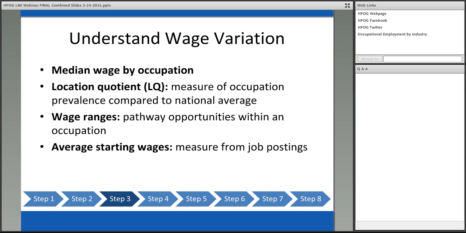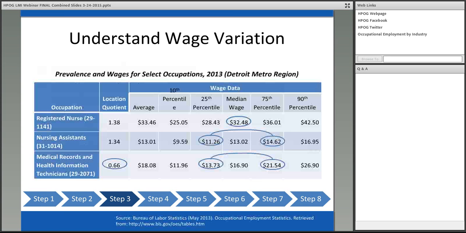Wage ranges are also important because they may be able to show pathway opportunities to grow within an occupation, as you know, the ability of workers to earn more within that occupation over time or by staying within that occupation. And as I mentioned, starting wages can be available from job postings. So some example data that we have is, again, for the Detroit metro region. And one of the first things we see is that the median wage for registered nurses is quite a bit higher, actually almost at least twice as high as the other two occupations.